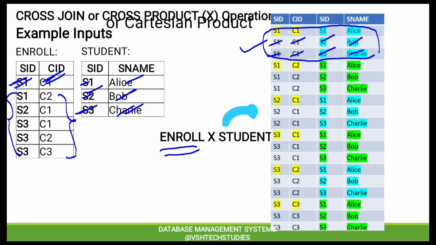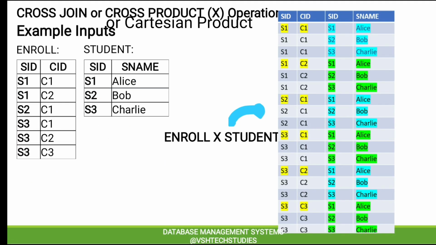That is, every row of the first table is joined with every other row of the second table. So that is what will be done in the product operation or cross join operation. So this is the cross product or cross join operation. So we shall continue and see now. Okay, so what is done?